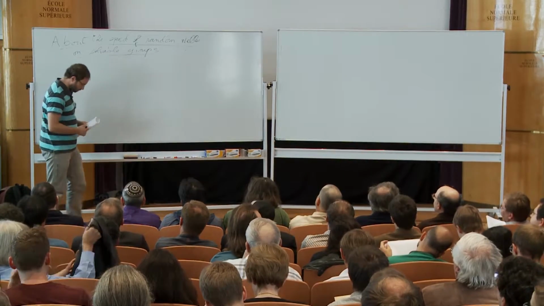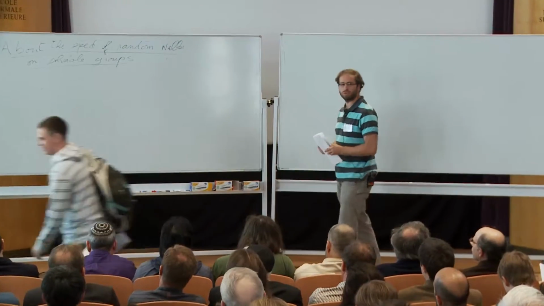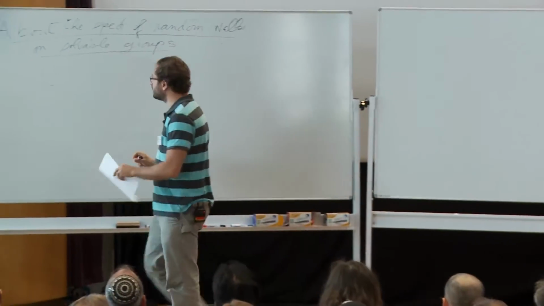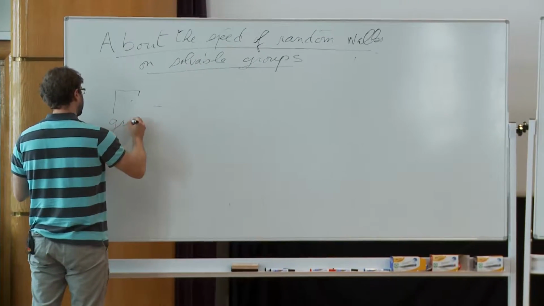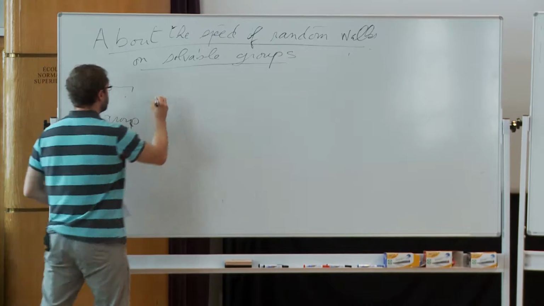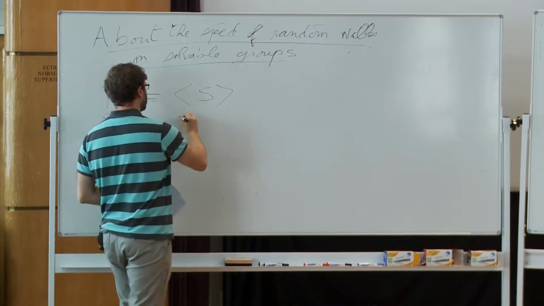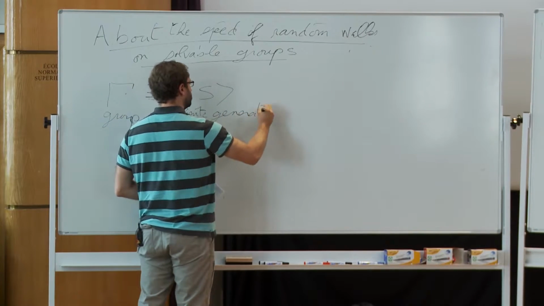And then I want to talk about the speed of random walks on solvable groups. So let me first present the setting. I want to consider a group gamma. And this group should be finitely generated. So I have a finite generating set S.